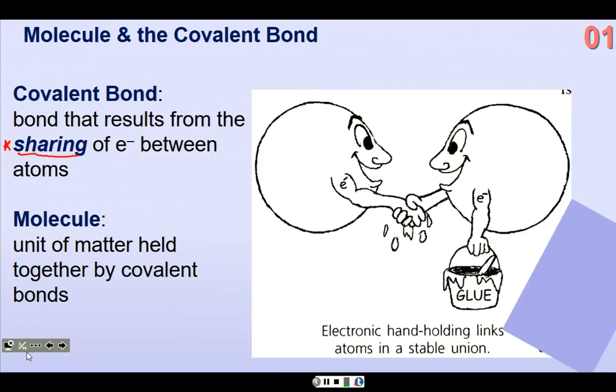A molecule, then, is that unit of matter that's held together by covalent bonds. We think of ionic compounds, and not always are we describing them carefully. They're not truly molecules, because molecules are those which are held together by covalent bonds. So that's what we're going to be working on in this chapter.